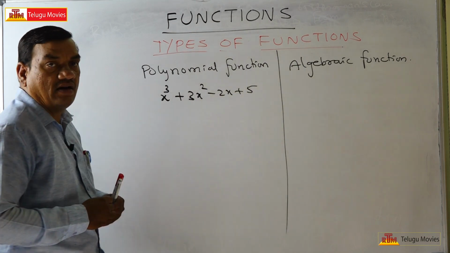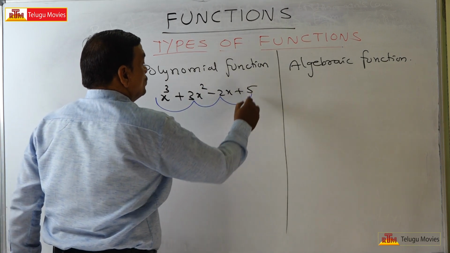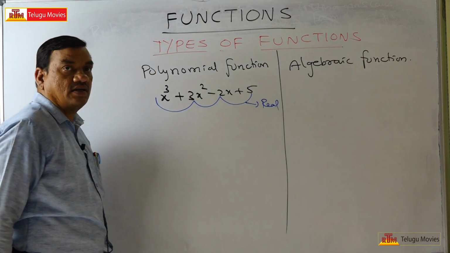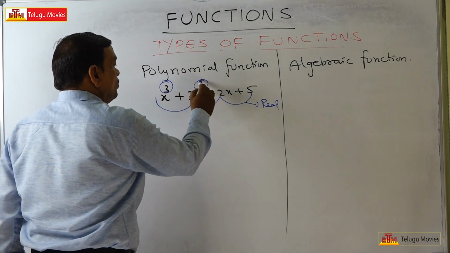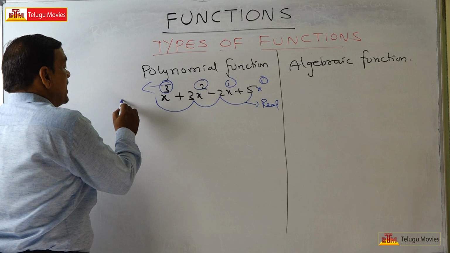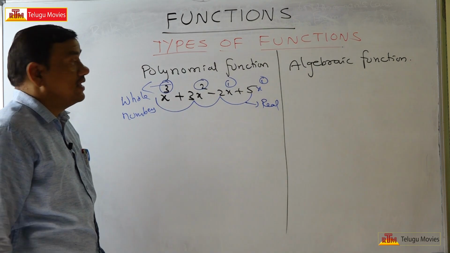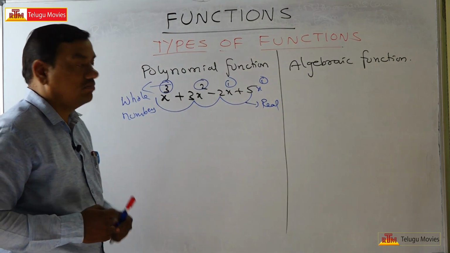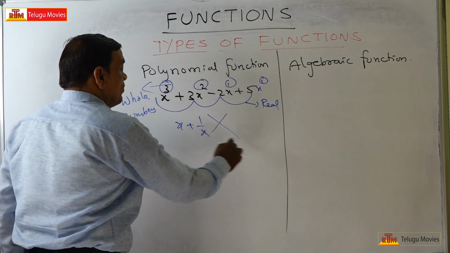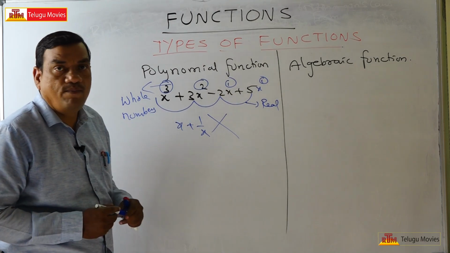It is a polynomial. That means the coefficients 1, 3, minus 2, 5 should be real numbers, and the powers, whatever they may be, 3, 2, 1, and here x power 0, should be whole numbers. Then that is called a polynomial. Now see here, is x plus 1 by x a polynomial? No, it is not a polynomial. Why? Here the degree is 1, but here the degree is minus 1. It is not a polynomial.